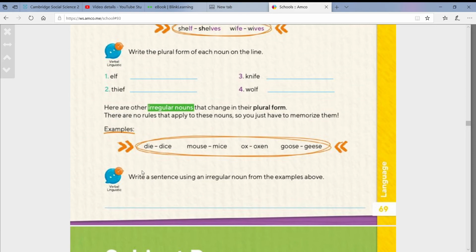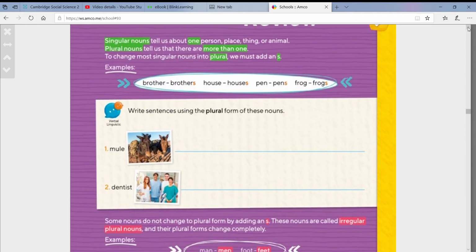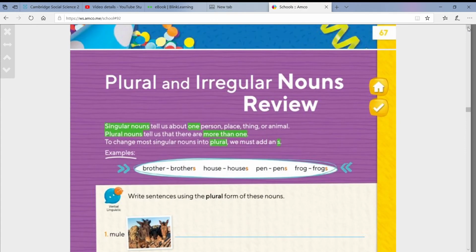Now, write a sentence using an irregular noun from the examples above. So choose one. So write a sentence using either goose or geese, ox or oxen, mouse or mice, die or dice. Okay, now what we're going to do is we're going to go back and we're going to correct the work together. Okay, so let's have a look.